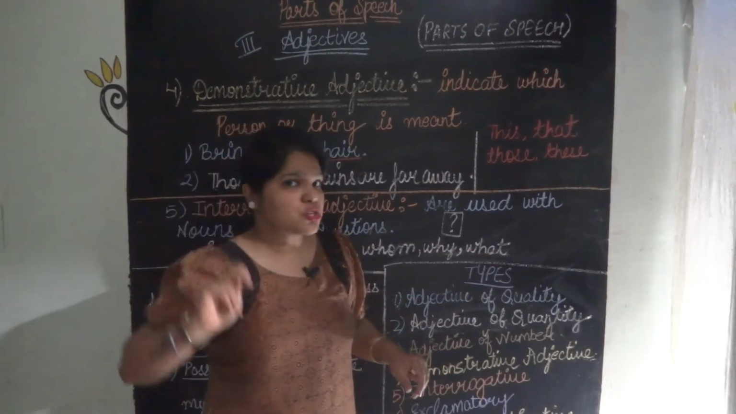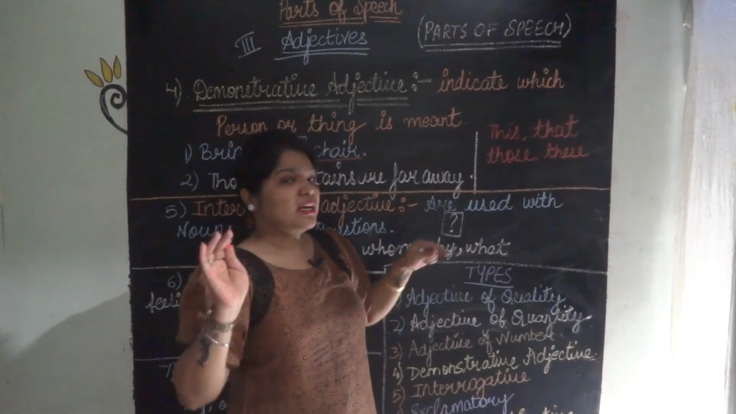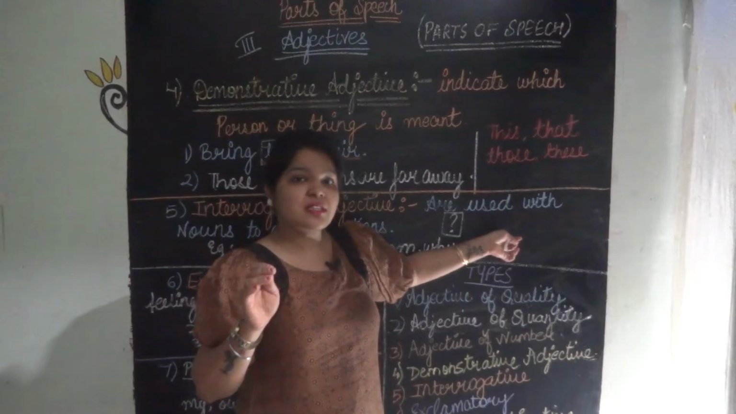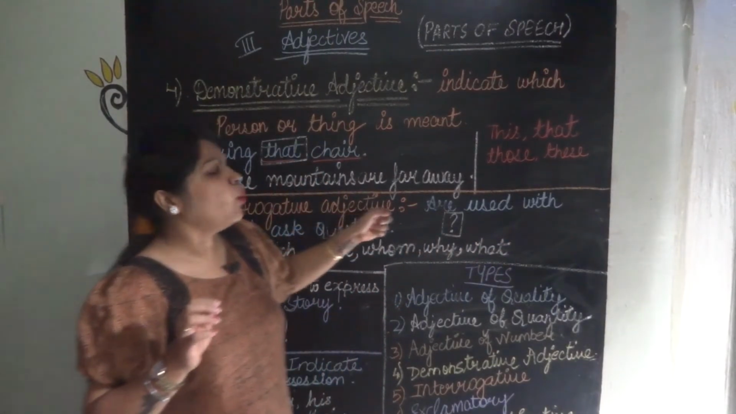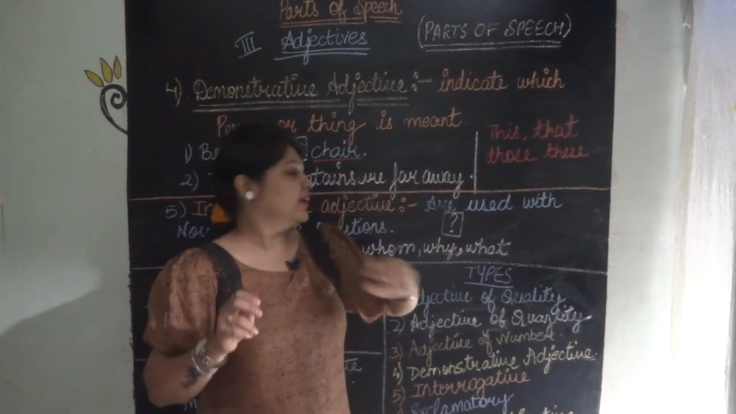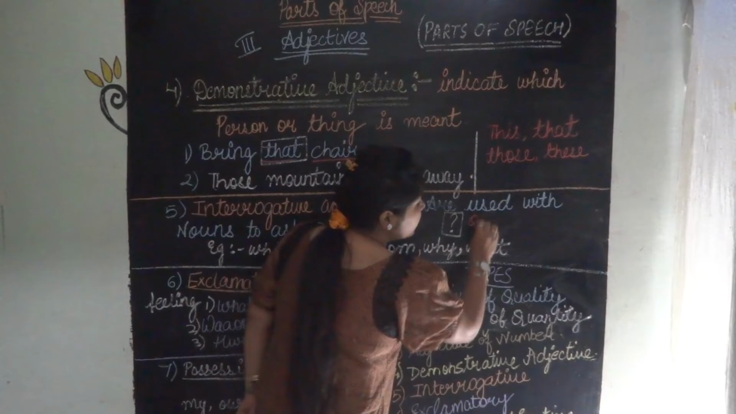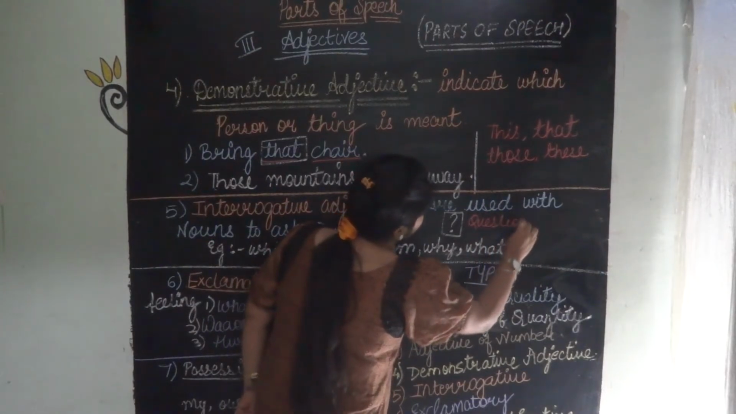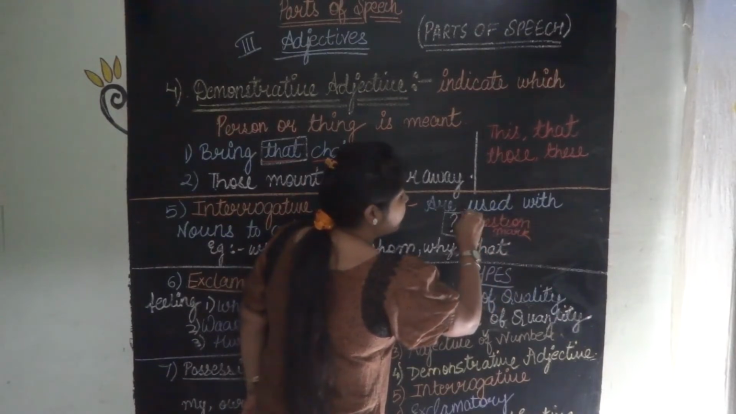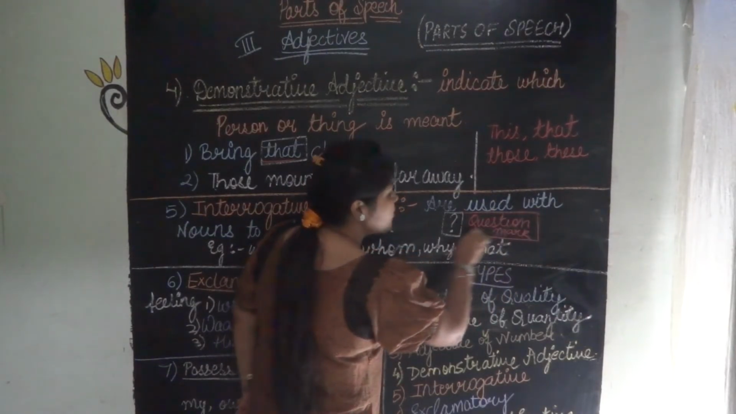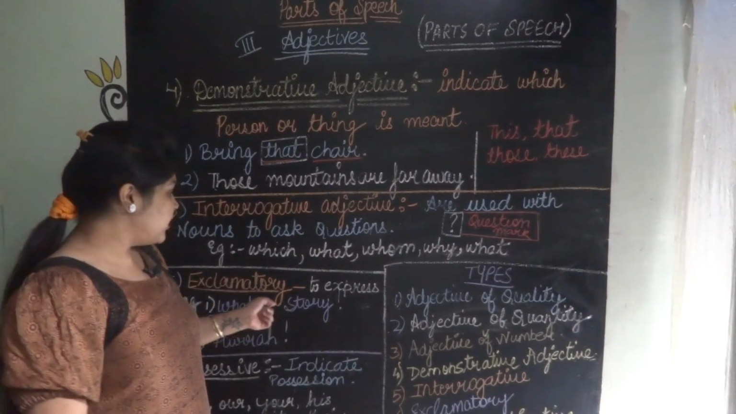Why are you sad? Means I am asking a question. Why are you sad? What is your name? So, these were all the questions that I was asking. It comes under interrogative adjective and it ends with a question mark. Okay? Clear? It ends with a what? Question mark.